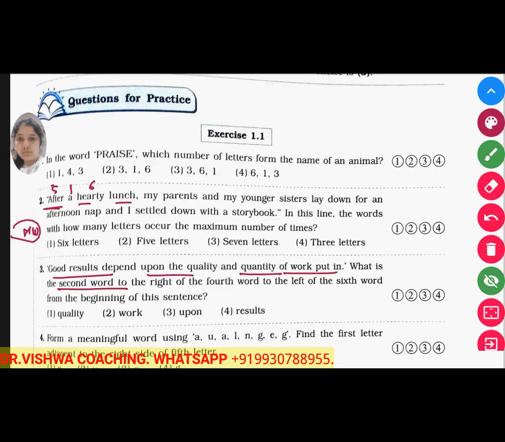What is the second word to the right of the fourth word to the left of the sixth word from the beginning? Now it is like the first question only. You have to find the sixth word from the beginning, meaning here 1 2 3 4 5 6. Quality is the sixth word from the beginning, and you have to go to the left-hand side of it to find the fourth word, and then you have to find the second word to the right of that fourth word. So again, this is for your homework. Half of the sum I had already explained to you.